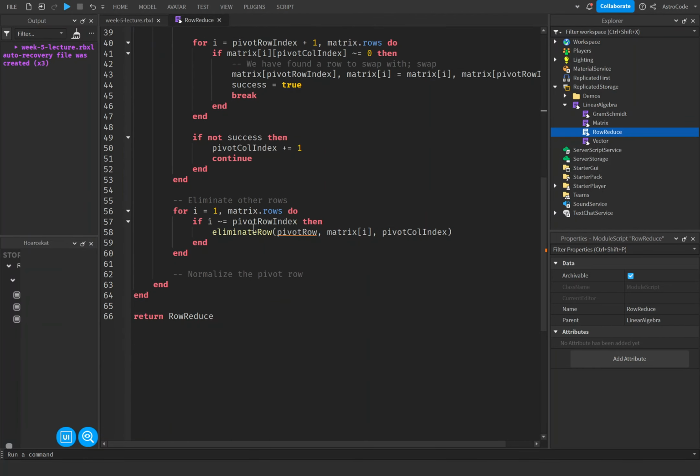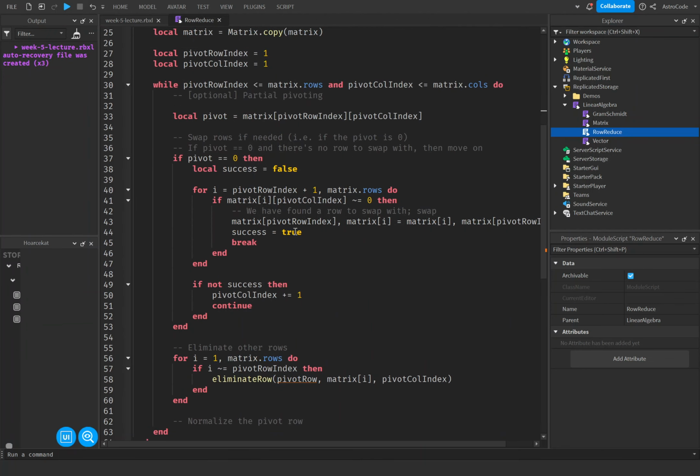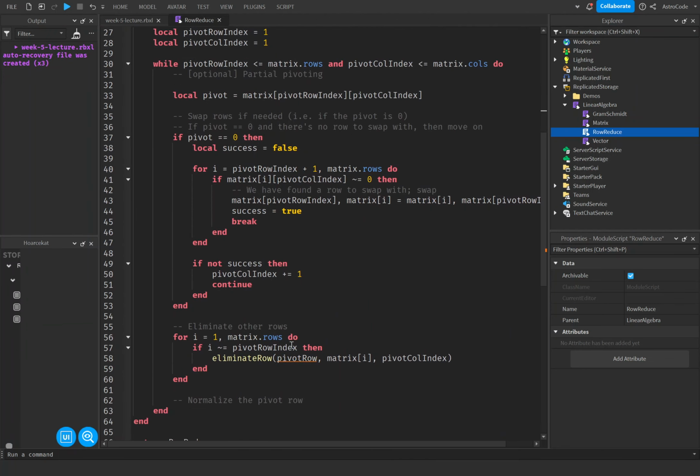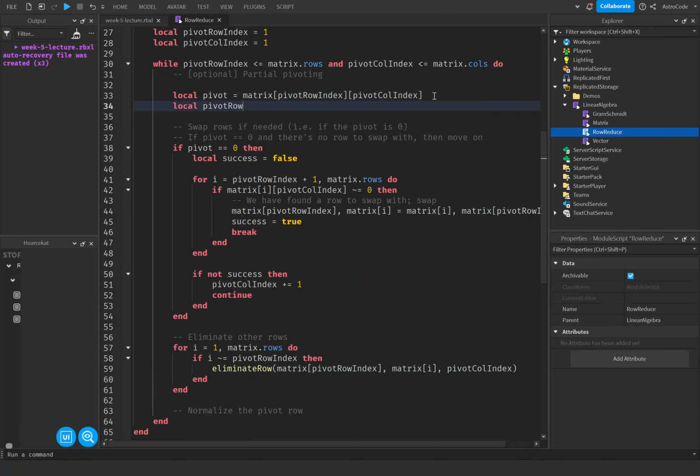And we still have an issue. Oh, what is pivot row? I think pivot row is supposed to be matrix pivot row index. That's right. I guess I should have defined this up here. So pivot row is going to be matrix pivot row index, and then the pivot is going to be the pivot row index, pivot row. There we go.